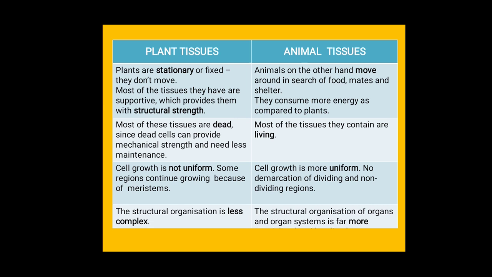Intercalary meristem grows, lateral cambium grows. So there are regions which are growing, but there are certain areas which are not growing. Whereas in animals, there is growth throughout the body. So it's a uniform type of growth. Then in plant tissues, there are fewer complications. Plant structure is less complicated as you compare it with the animal organization.